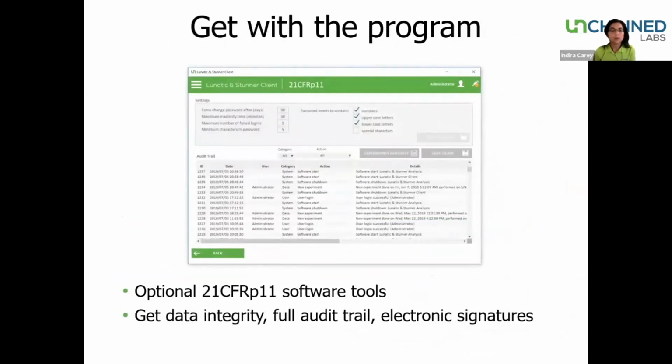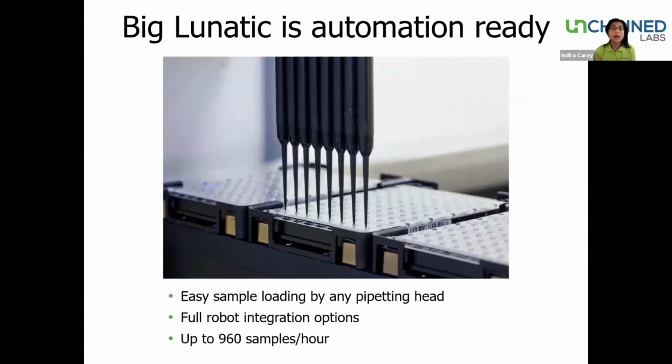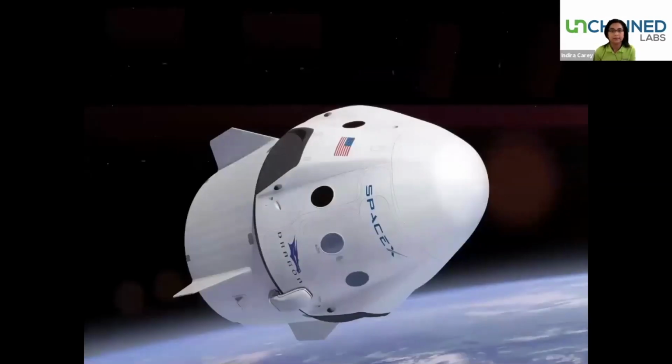Lunatic software is 21 CFR Part 11 compliant with full audit trail and electronic signature capabilities. We also offer a set of tryptophan standards that you can use to show accuracy, linearity, and precision on the Lunatic. In addition, for labs with high throughput needs, the plates used for Big Lunatic are compatible with liquid handling robots. We have a number of comprehensive and informative applications notes on the Lunatic webpage, so please do check these out to learn more about what can be done on the Lunatic.